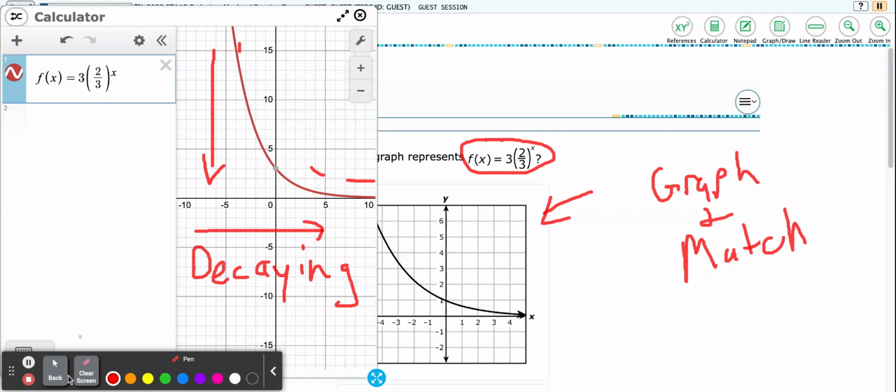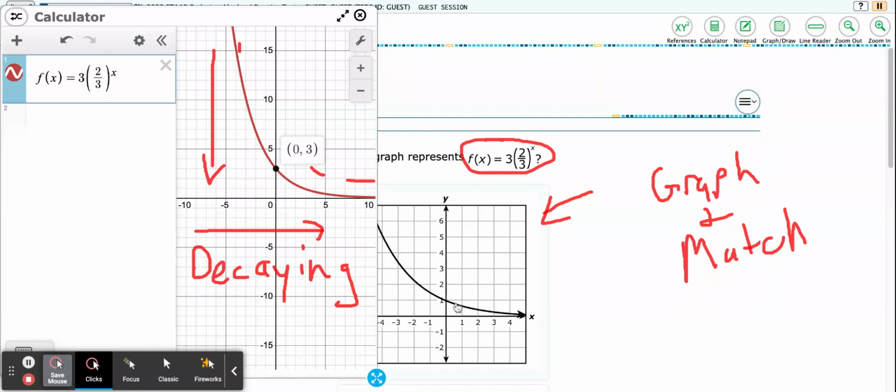All right, so that's important because I've got several graphs here that I need to match. Now, the second thing I want to notice is that I have my y-intercept. This is my y-axis right here, this vertical axis. My y-intercept is at 0, 3. Okay, so now that I've taken note of some of those things, I can look at my answer choices.